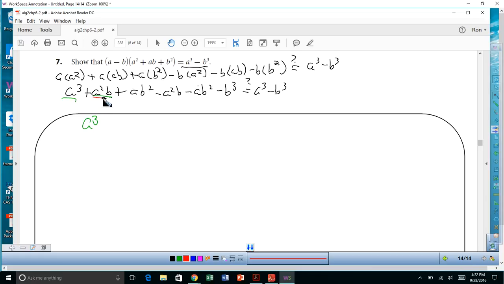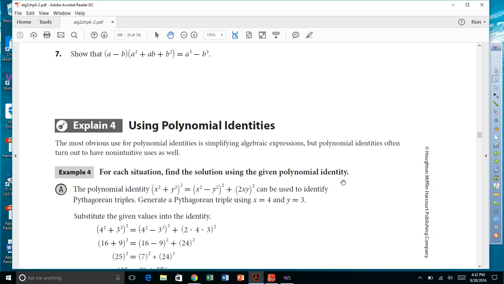All right, we have a squared b right here. And, oh, we got minus a squared b, so those two cancel out. Good. And we got a b squared minus a b squared, so those two cancel out. Good. And it seems that all we got left is minus b cubed. And I would say that a cubed minus b cubed equals a cubed minus b cubed. Not a problem. Good deal.